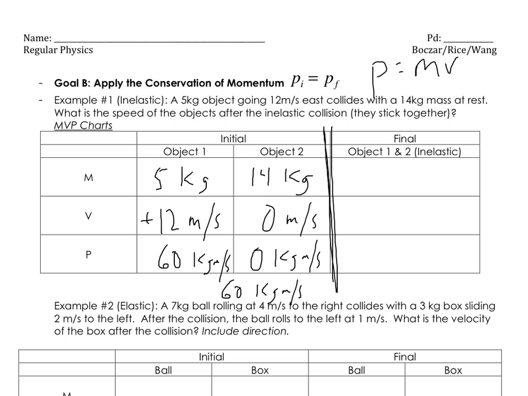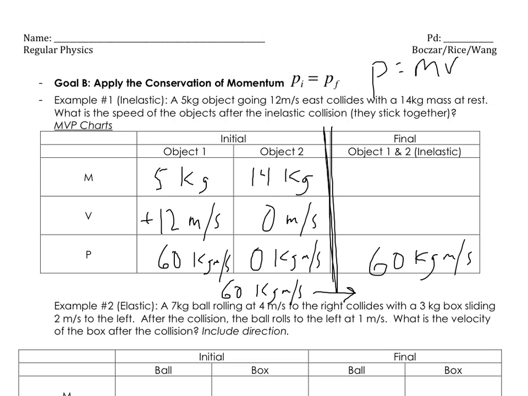Now the whole point of using this chart and applying this law of conservation of momentum is to show us that the momentum is conserved. So the momentum before the collision equals the momentum after the collision. So I'm literally going to transfer that 60 kilogram meters per second to the right side of this table because that momentum is conserved after the two collide.